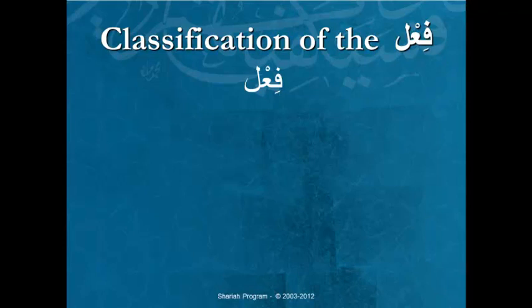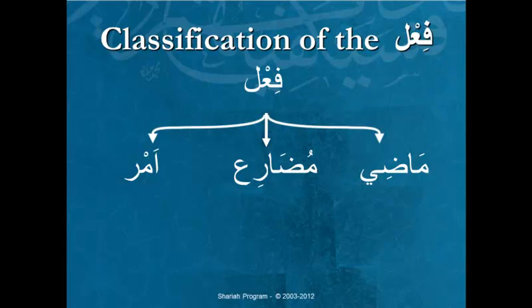So the division of the fi'l is more constitutive. In other words, it's more intrinsic, and this is it. If they ask you how many types of verb, you don't have to retort back with another question and say based on what. Just go ahead and give them these 3 types. What are they? Number 1, the perfect. The past tense verb is called madi. The second one's the imperfect, which is the present future one. And the third verb is the command verb, amr.